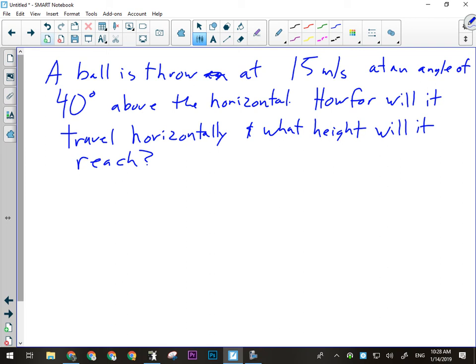That would be a typical projected-at-an-angle projectile motion problem. I'm going to give you a couple minutes to attack that one, see how far you get before I do the whole thing.